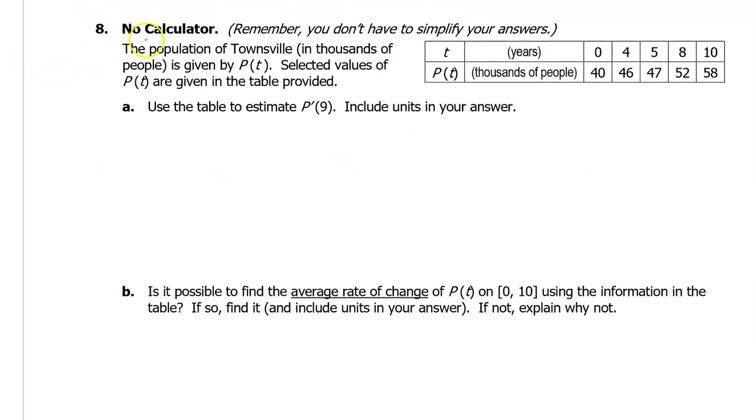Sadly, number 8 is a no calculator problem. The population of Townsville in thousands of people is given by P of t. Selected values of P of t are given in the table provided. Part A. Use the table to estimate P prime at 9. Include units in your answer.